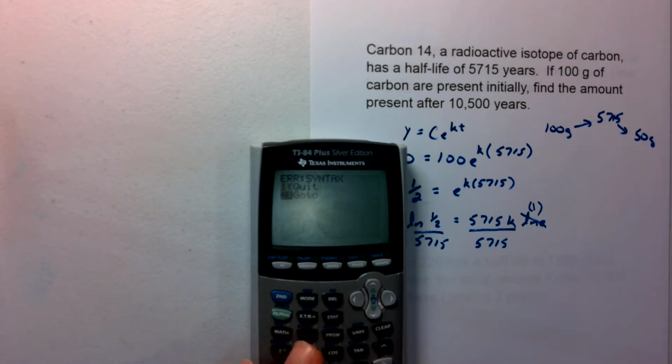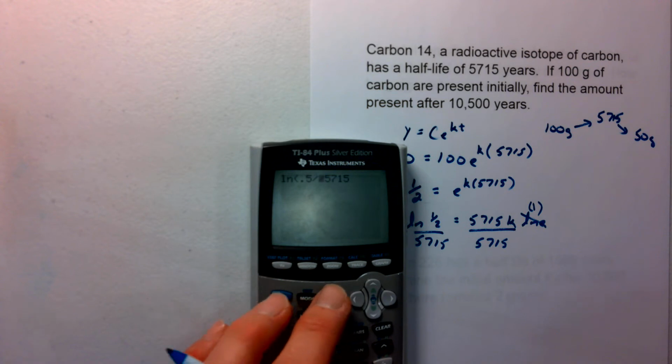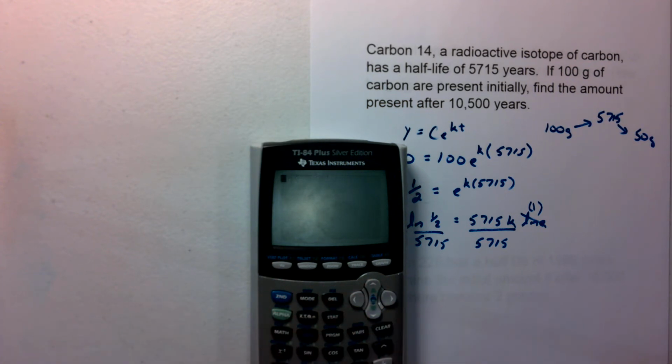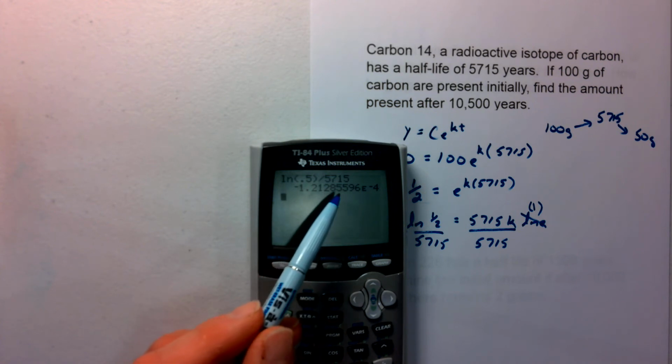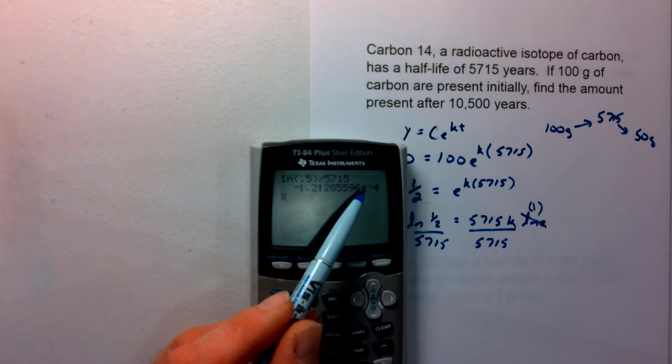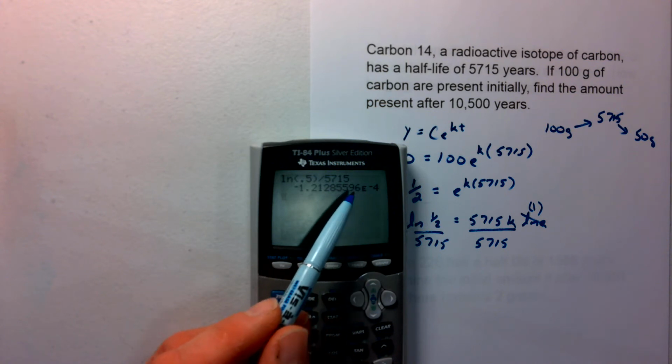Oh, I hit something wrong. What did I hit wrong? Oh, I hit divide twice. So natural log of 1/2, I'm going to clear that out. Natural log of 1/2 divided by 5715. So I get this negative 1.212, blah, blah, blah, e to the negative fourth. Remember, e there means times 10 to this exponent.